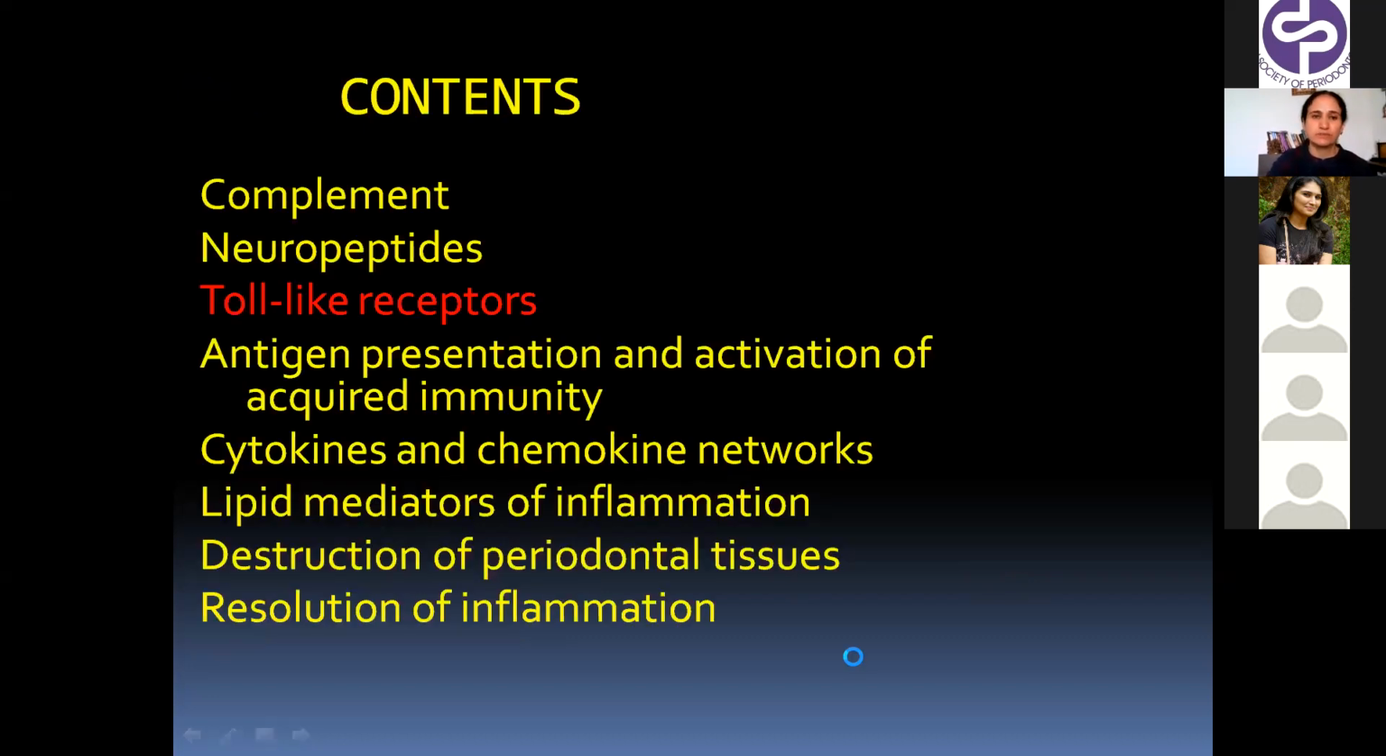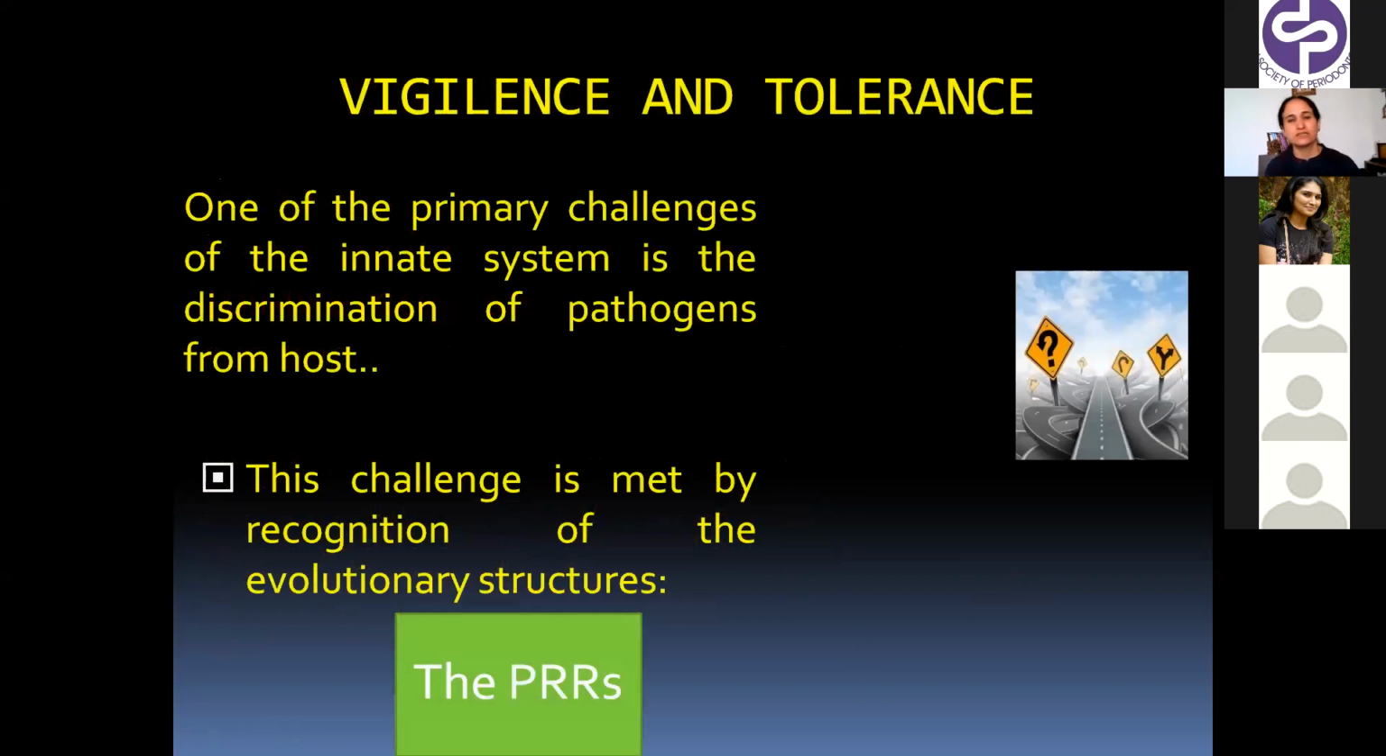Next is toll-like receptors. This is one thing which needs more attention because a lot of questions have been asked from this, and you need to understand how it elaborates into the different types of responses from the body. One of the primary challenges of the immune system is to differentiate the host from the bacteria. So how is it done? It is done with the PRRs, pattern recognition receptors.